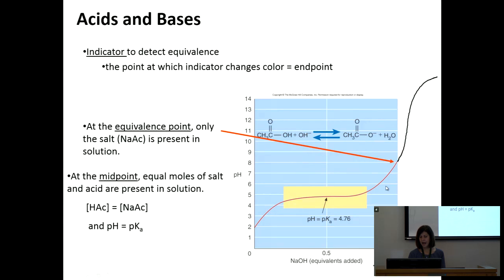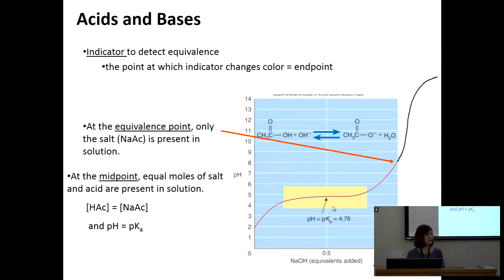At the midpoint, halfway, we've neutralized half of our acetic acid, and that has formed half the amount of acetate. So we have equal amounts of the acid and conjugate base. So that at half of our equivalence point, we have our pH equal to our pKa.